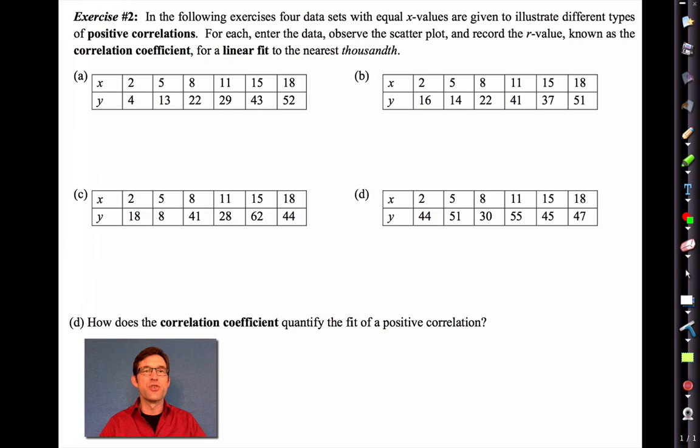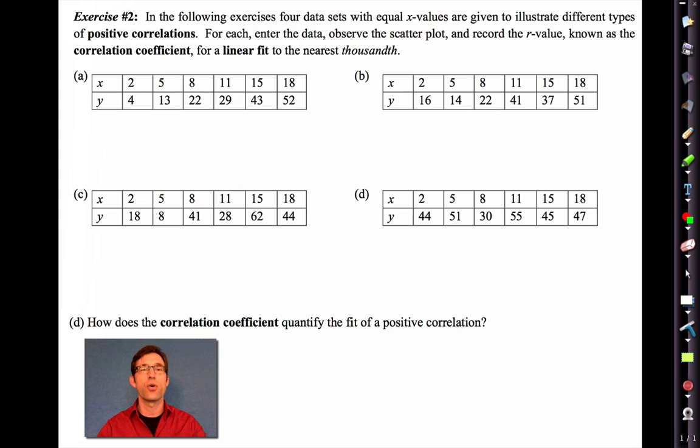So exercise number 2. In the following exercises, 4 data sets with equal x values are given to illustrate different types of positive correlations. Now remember, a positive correlation means that as x gets larger, y will get larger. A negative correlation is one where as x gets larger, y gets smaller. Anyway, it says for each, enter the data, observe the scatter plot, and record the r value, known as the correlation coefficient, for a linear fit.